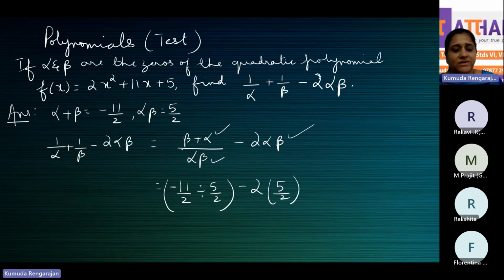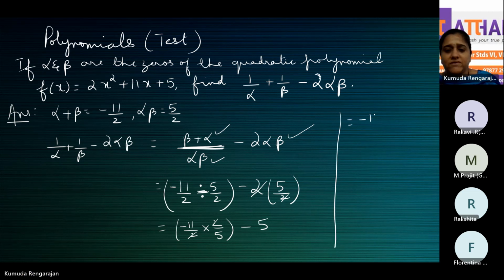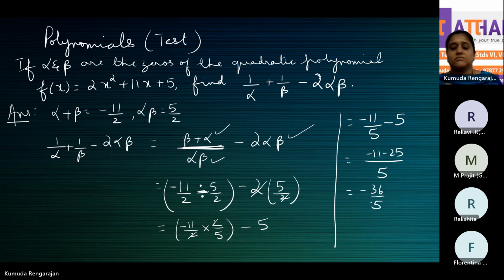Alpha plus beta is minus 11 by 2, divided by alpha beta. I've used the division symbol. So that is minus 11 by 2 into 2 by 5, minus 2 into 5 by 2. The 2 and 2 get cancelled, and here the 2 and 2 get cancelled. So minus 11 by 5 minus 5. Right? Very good.